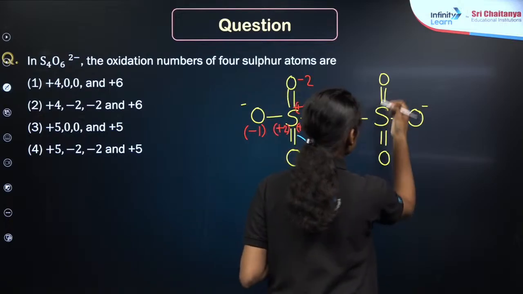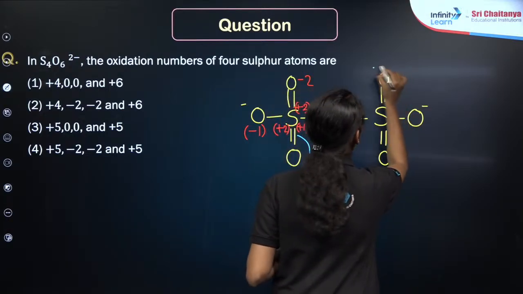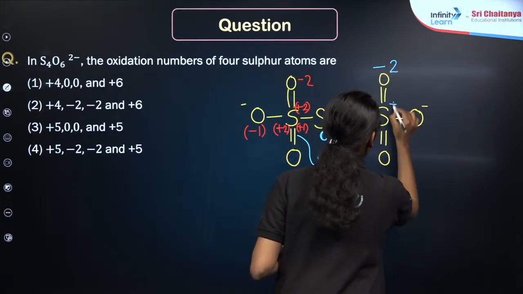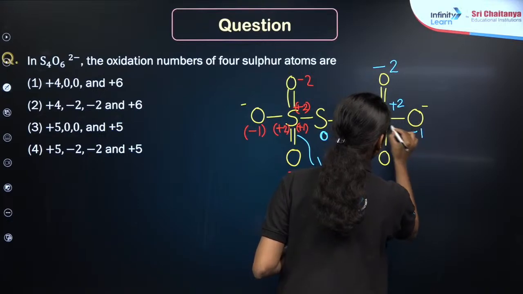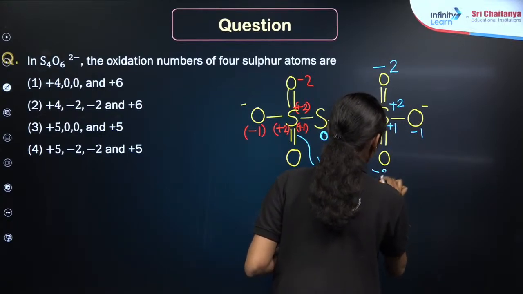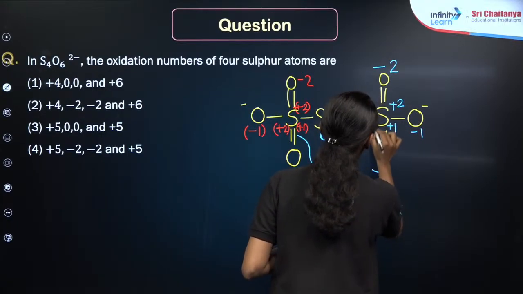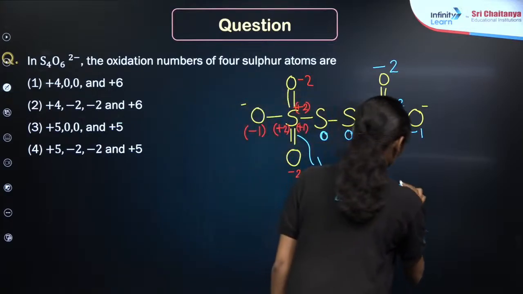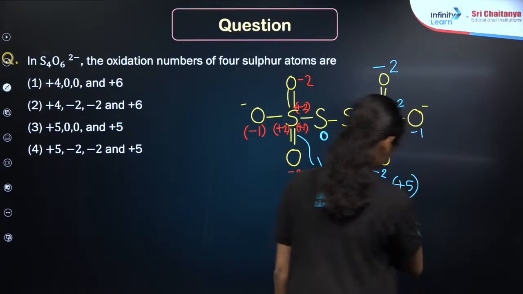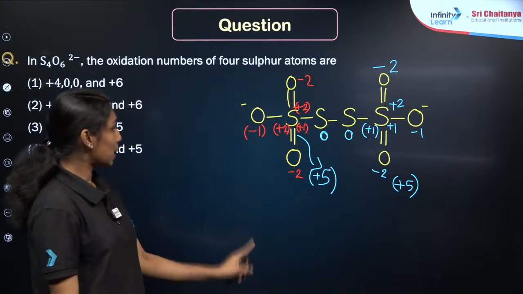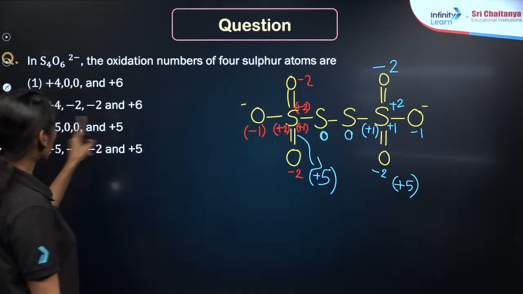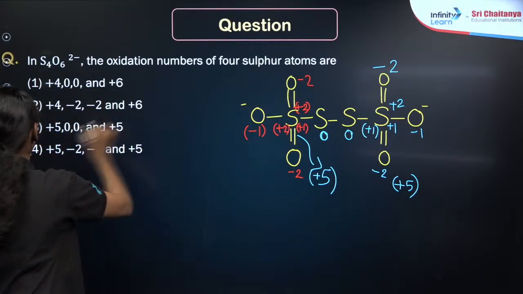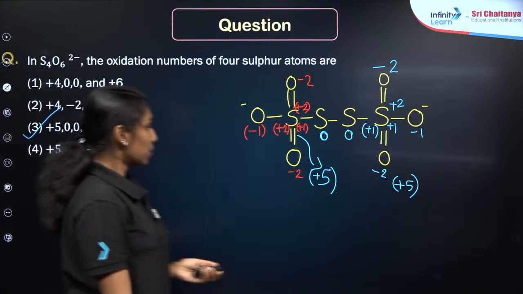Here, due to the presence of the double bond oxygen, it will acquire minus 2, and sulfur will acquire plus 2. Similarly, here it is minus 1, here plus 1. Here it is again minus 2, here it is plus 1. In total, the total charge of the sulfur will be again plus 5. So, our correct answer will be plus 5, 0, 0 and plus 5, which means option 3 will be the correct answer. Clear?